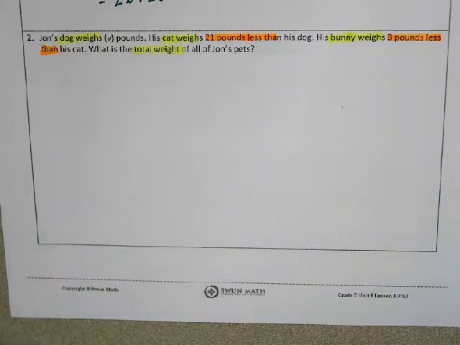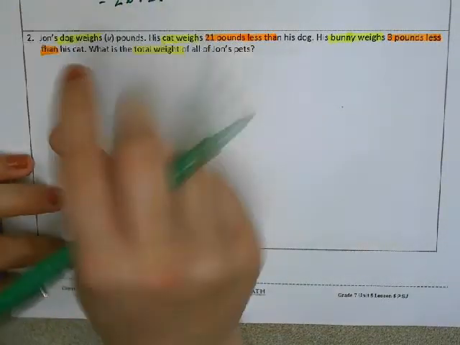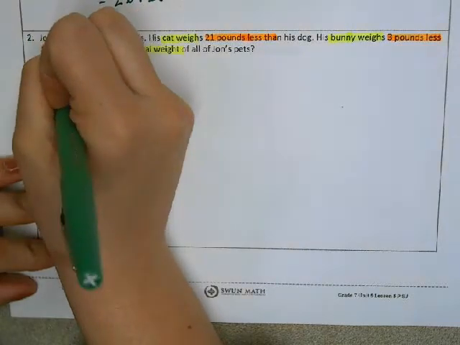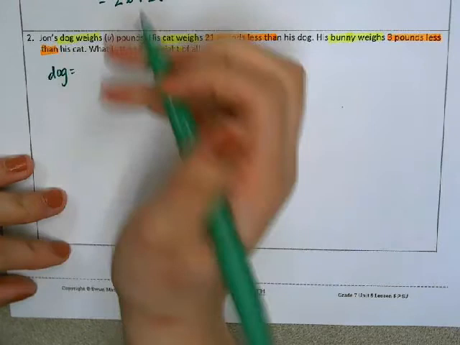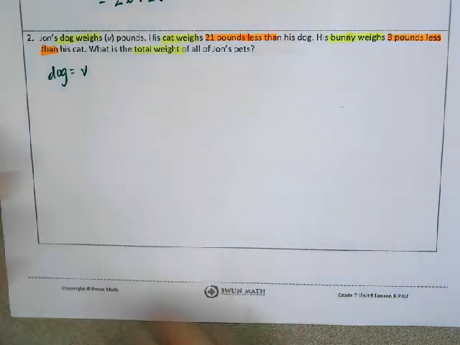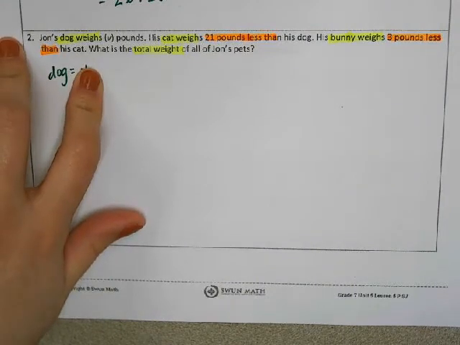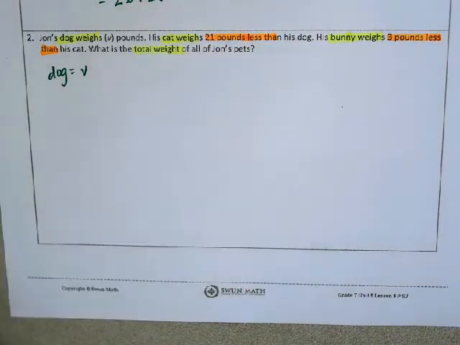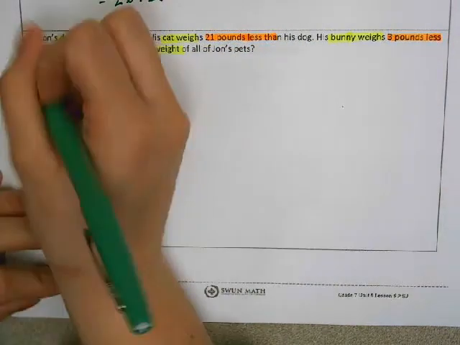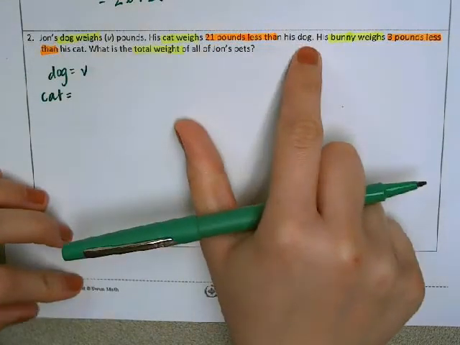So let's go ahead and start off with our dog. Let's start with my first yellow, which is dog, and my dog weighs V pounds. It just tells me V pounds, so dog equals V. We don't know what V is, and that's fine, but we just know that the dog weighs that many pounds. The next one is my cat. The cat weighs 21 pounds less than the dog.